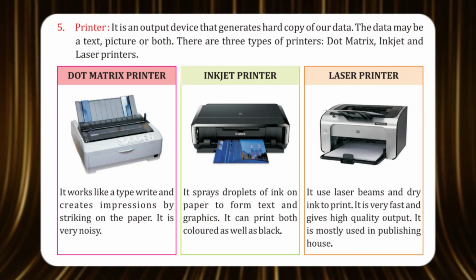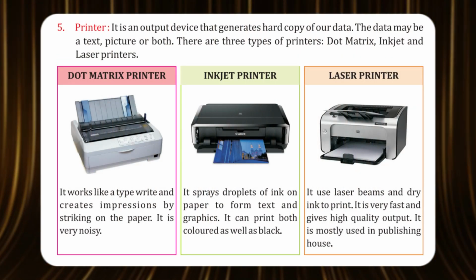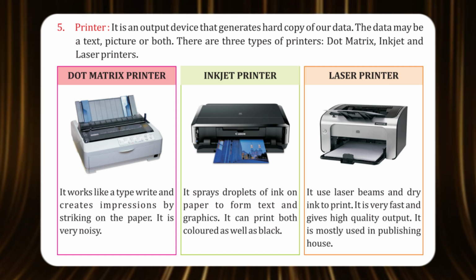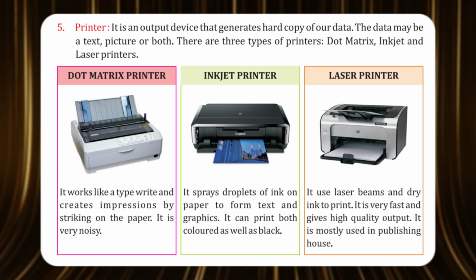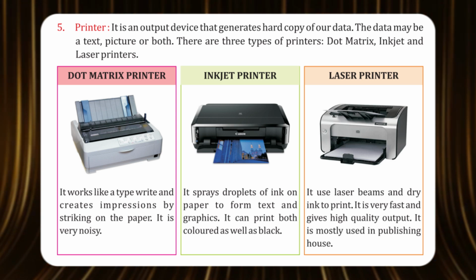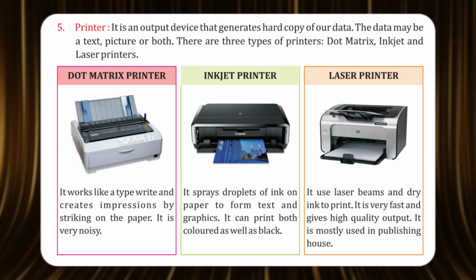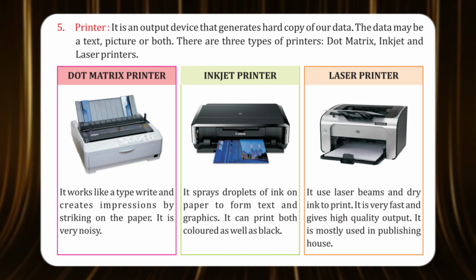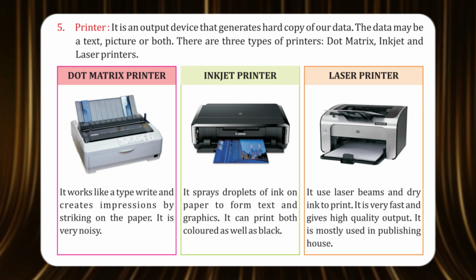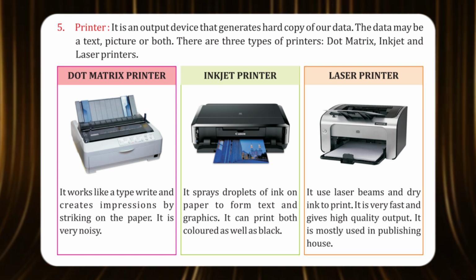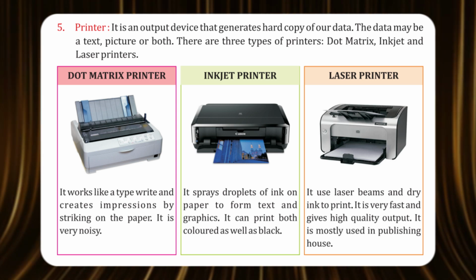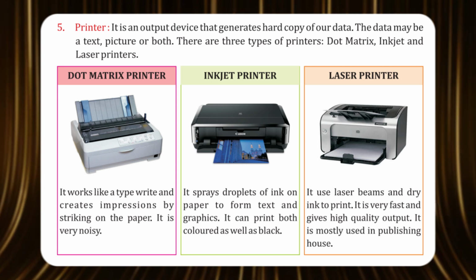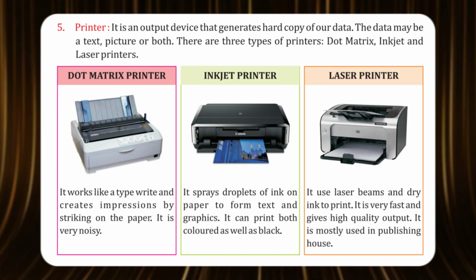5. Printer. It is an output device that generates hard copy of our data. The data may be text, picture or both. There are 3 types of printers: dot matrix, inkjet and laser printers. Dot matrix printer. It works like a typewriter and creates impressions by striking on the paper. It is very noisy.